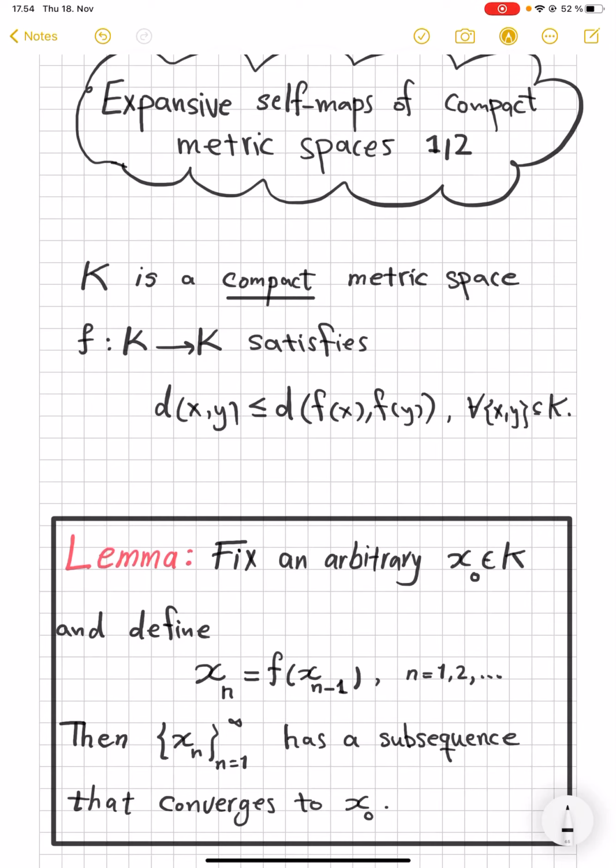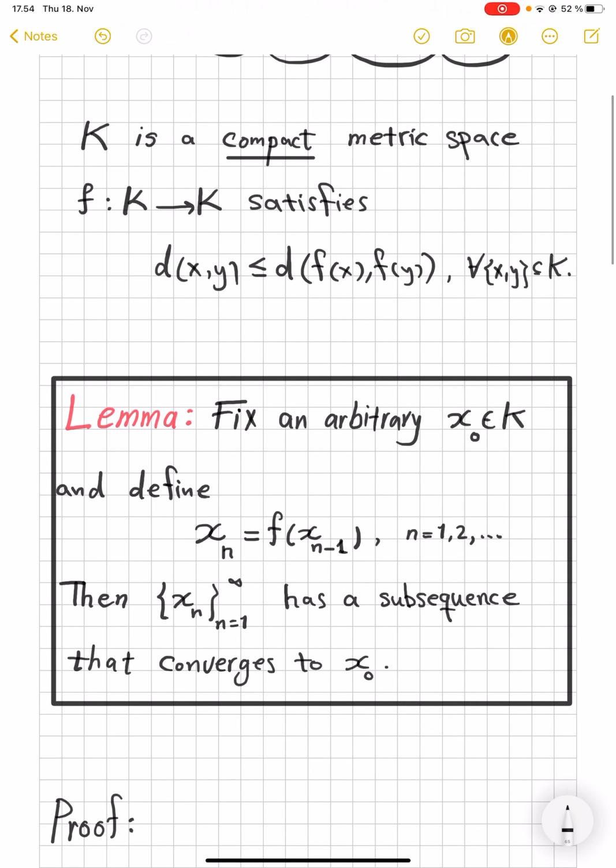Hi, in two videos I will talk about some interesting properties of what I call expansive self-maps of compact metric spaces. The definition is that the distance in the image is at least equal to the distance in the domain. In other words, the inverse map is a weak contraction.